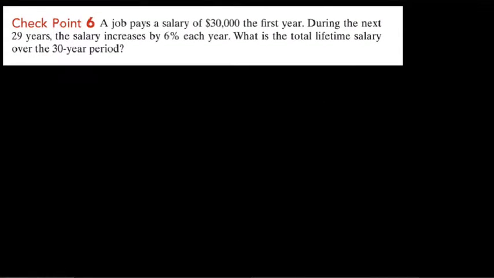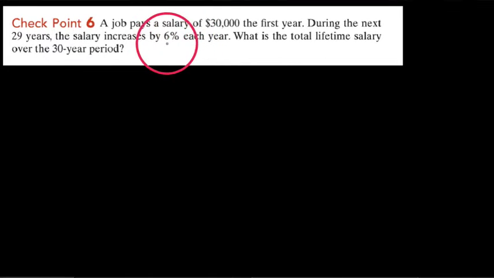Okay, YouTube, in our last video we were looking at finite geometric sums, and this is just kind of an application situation that involves such a sum. Let's take a look at this situation. It says a job pays a salary of $30,000 the first year. During the next 29 years, the salary increases by 6% each year.